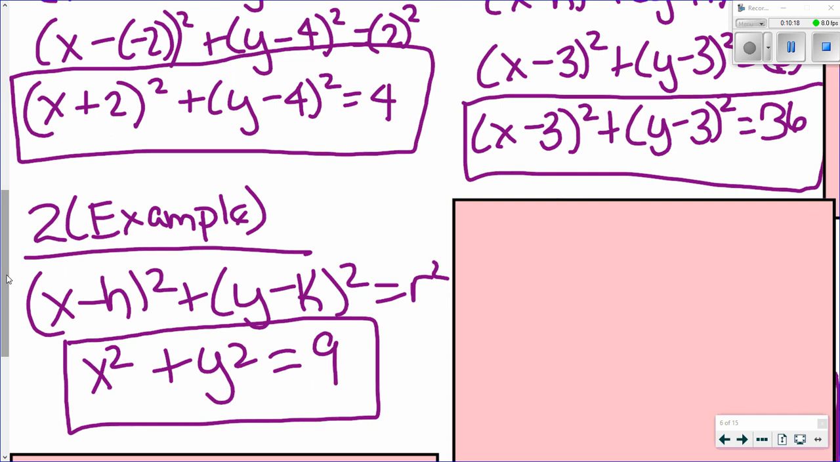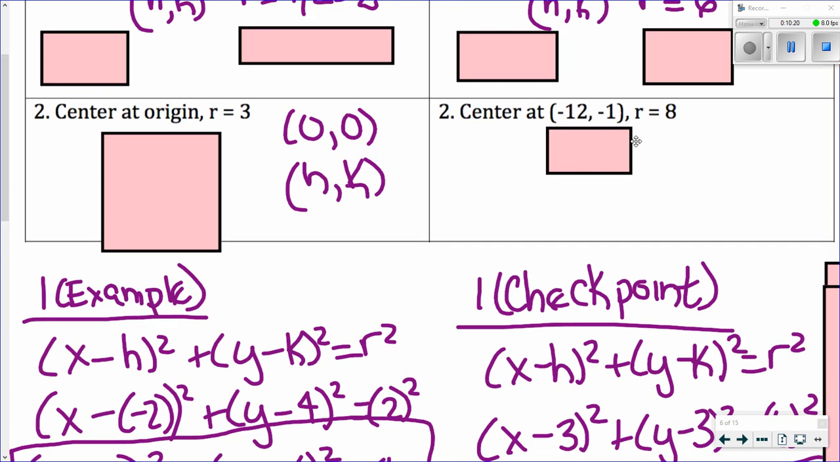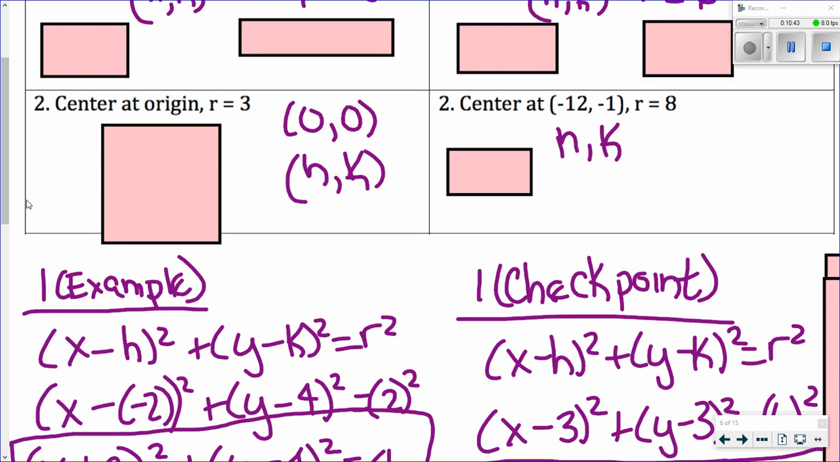And the last one, our radius is 8, so we don't have to do anything different. Our center is -12, -1, or h, k. And in order to remember which goes first, think of your alphabet. Starting from A, which comes first? The H, then the K afterwards. So that way you know the H represents the X position and the K is for the Y position.